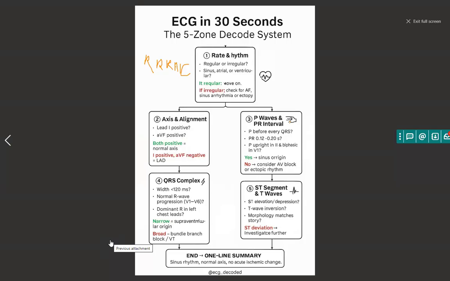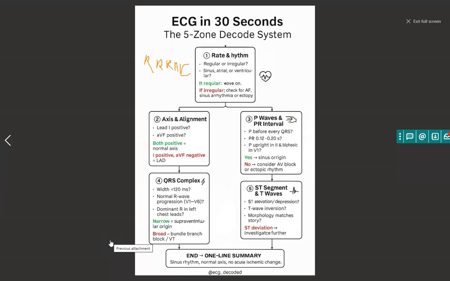You check for your axis. An axis is your QRS in lead 1 positive? Is it positive in AVF as well? And some would check even lead 3 to be sure. So check your axis. And a normal axis means that's fine.